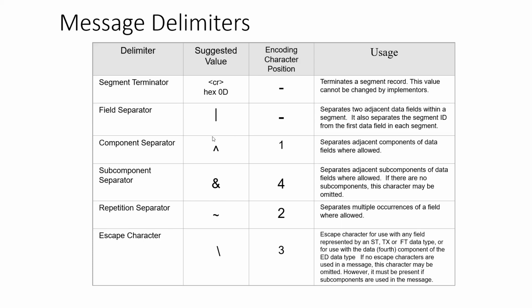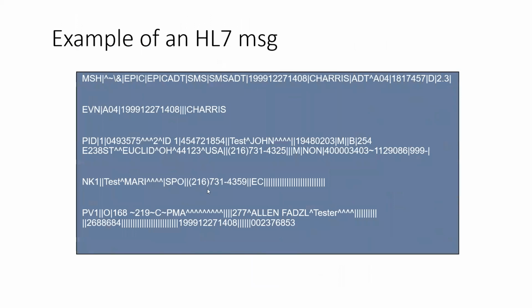So let us go ahead and look at the HL7 message and understand how the structure is. We'll just go through one of the segments and understand what this field separator is, what this component separator is, and all. So this is how an HL7 message will look like. Yesterday we did halt here.